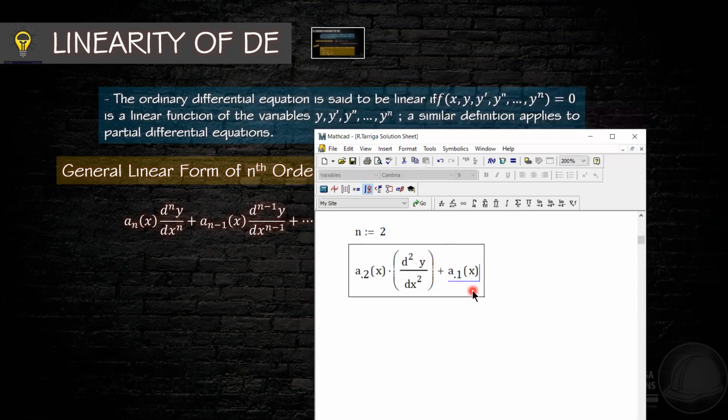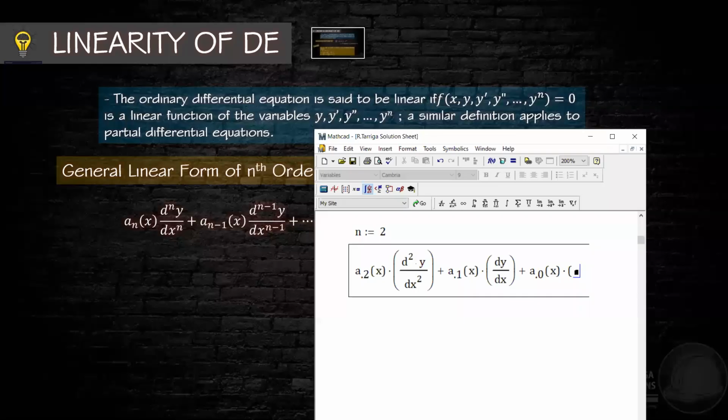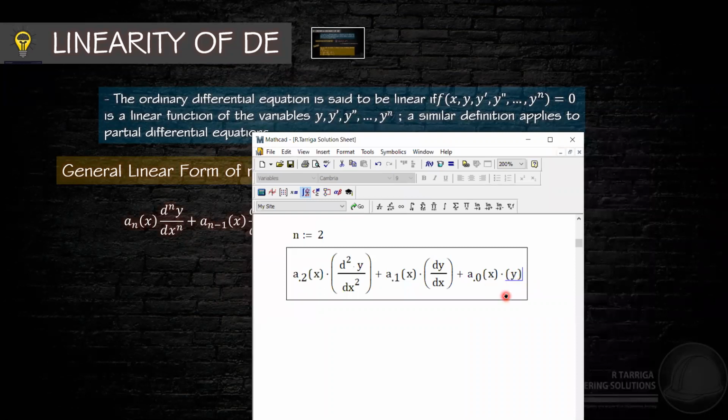So that would be times dy over dx, right? Kasi 1 man lang, so hindi ko na lang sinali yung 1. So plus a sub 0 in terms of x times, okay? So, syempre, if 0, di ba, y na lang siya. That would be equal to g of x, a certain function. Kana. So, ganyan. Dapat linear ang order niya.